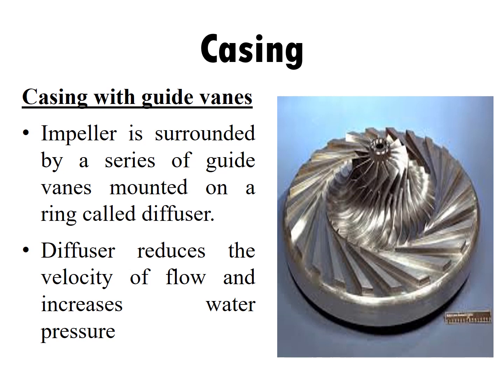Now the third type is casing with guide vanes. The impeller is surrounded by a series of guide vanes mounted on a ring called a diffuser. Here the function of the diffuser is again to increase the pressure energy. This is done by reducing the velocity of flow.